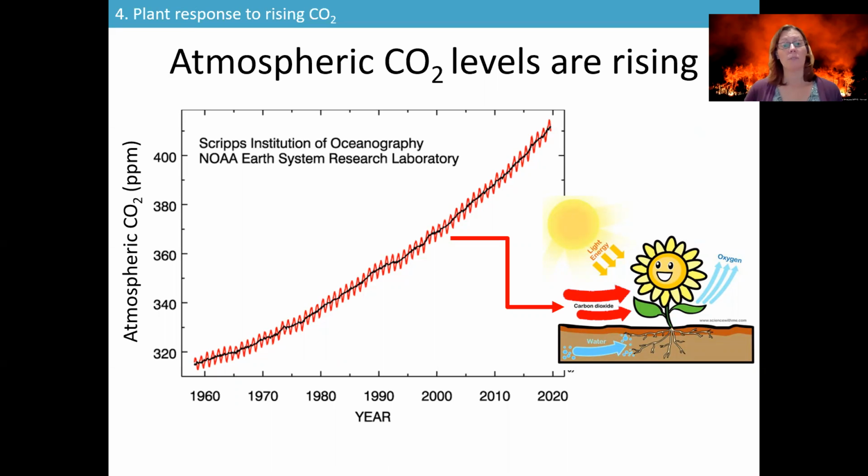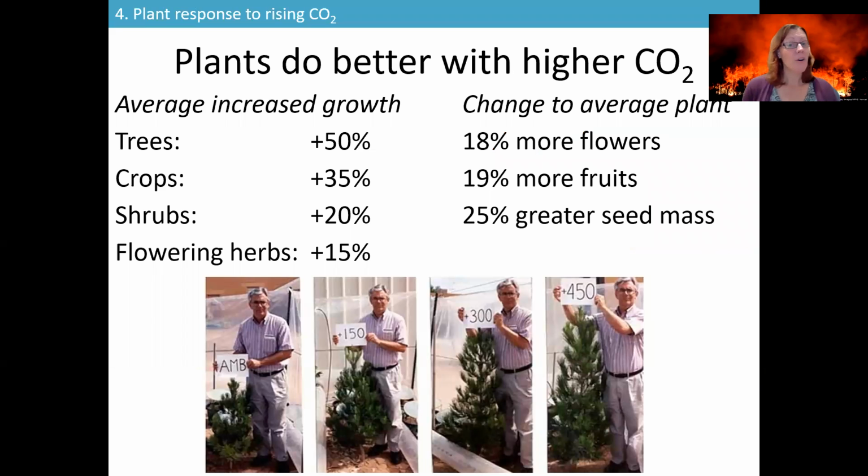So if you remember from intro biology, maybe high school biology, carbon dioxide is one of the key resources for plants, right? What are plant resources? Light, water, carbon dioxide, that's what they need for photosynthesis, and oxygen is one of the byproducts of that. So it's a major resource for plants. And on the whole, plants do better when you add more CO2.